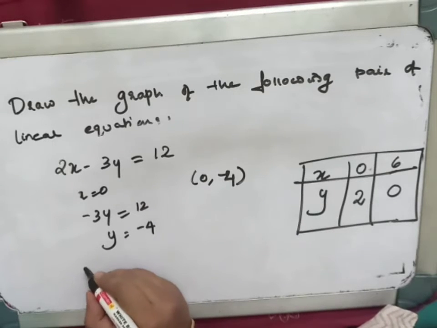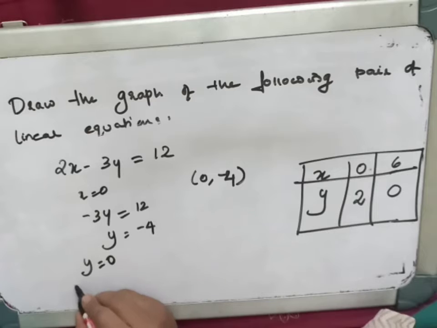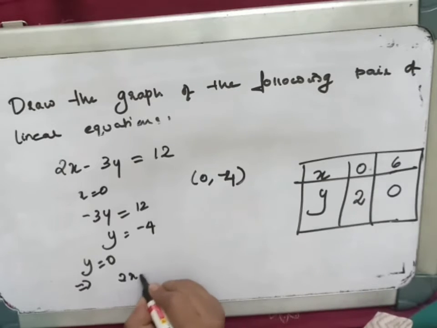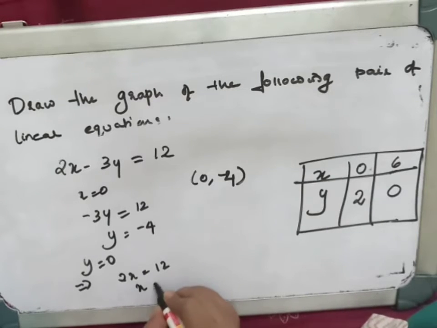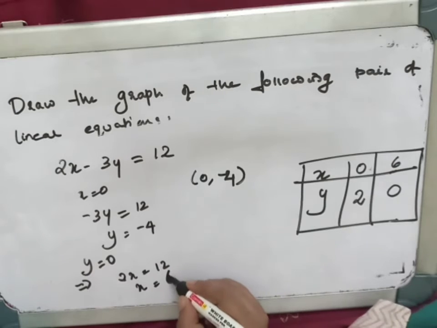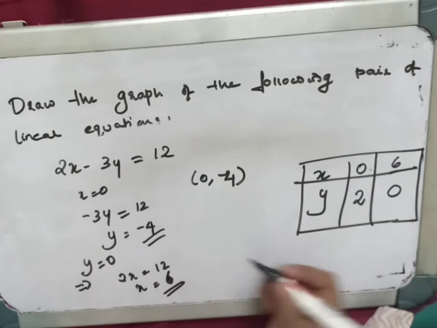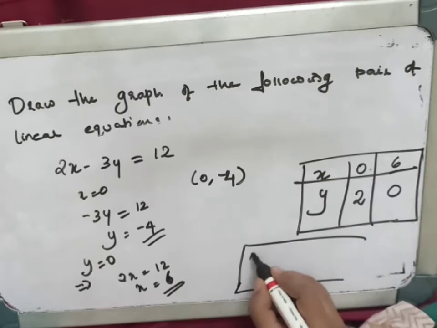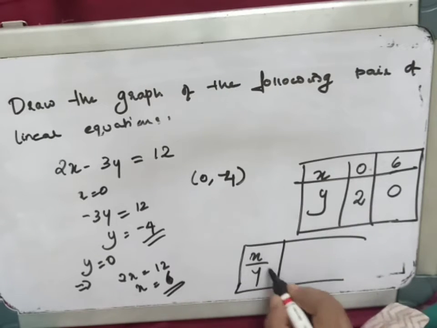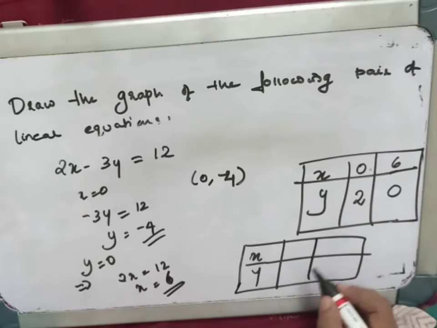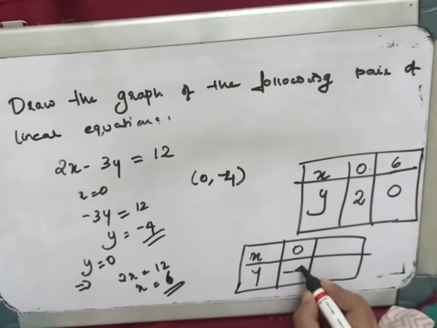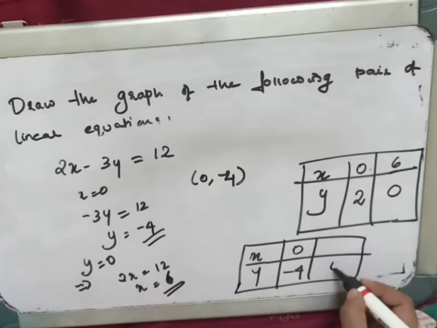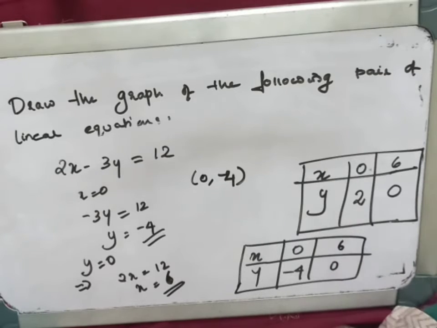And let us substitute y is equal to 0. So we will obtain 2x is equal to 12, that is x is equal to 6. Okay, so we obtain 2 points. Again let us represent in the tabular form. When x is equal to 0, y is equal to minus 4. When y is equal to 0, x is equal to 6.